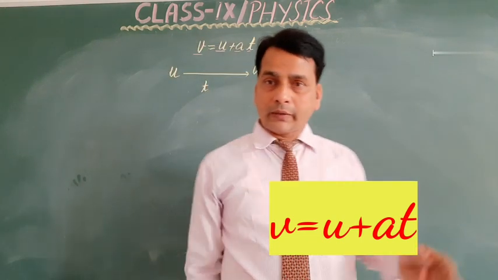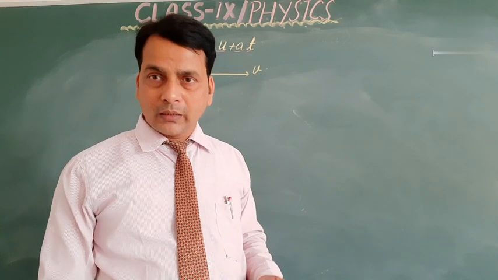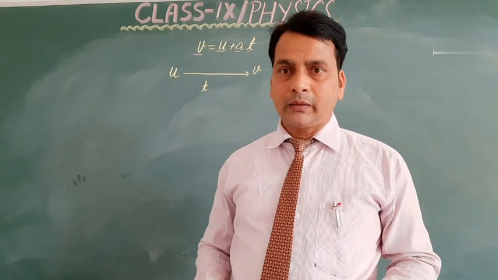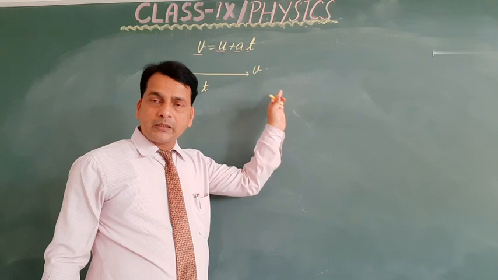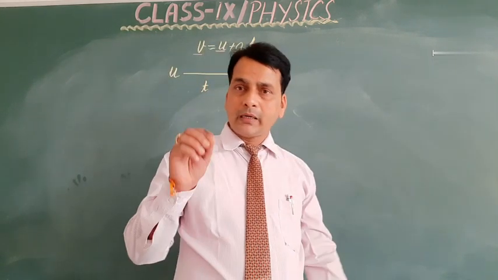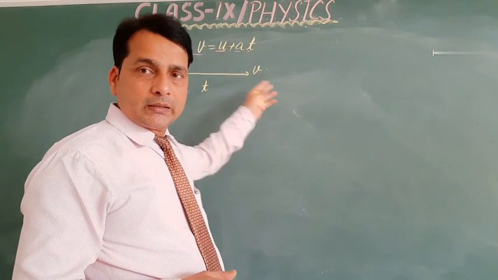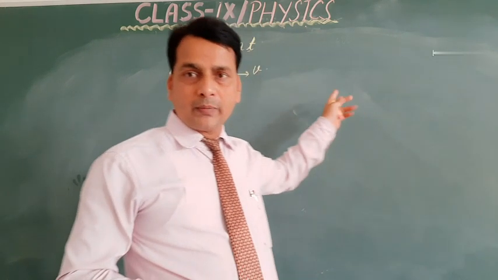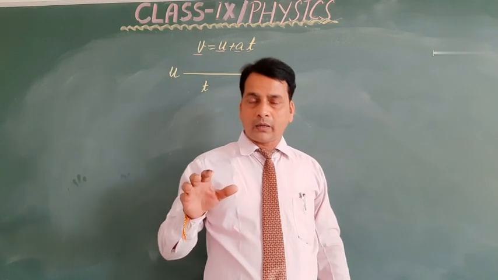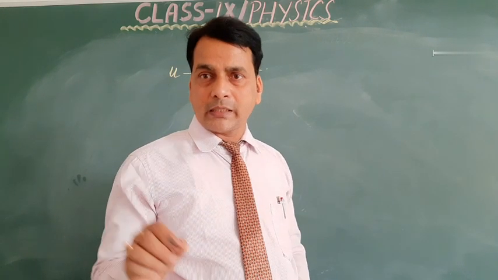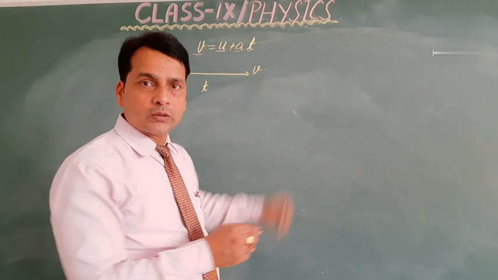According to the definition, acceleration is defined as the rate of change in velocity with time. The moving object has initial velocity u. After time t the velocity will change to the final velocity v. So acceleration will be produced, because acceleration is the rate of change in velocity with time.